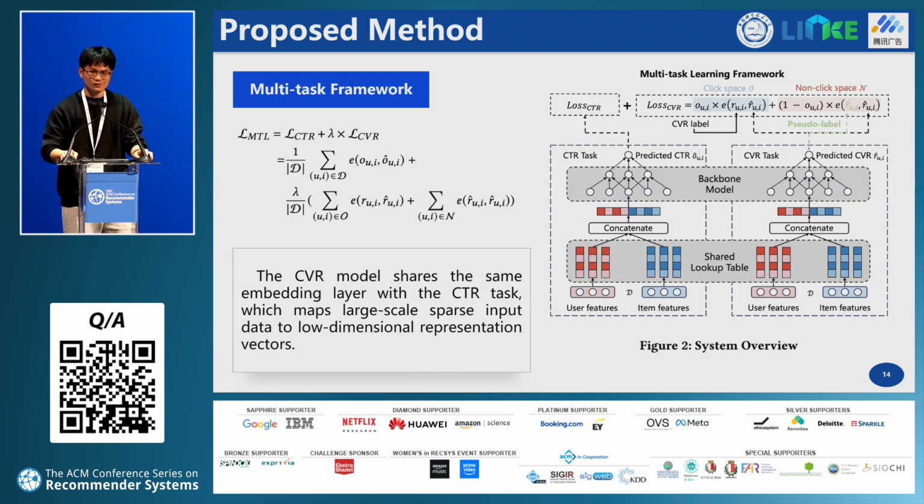And here is the system overview. It's quite simple. It's just a multitask framework, and we have two heads, one for the CTR task and one for the CVR task. The CTR task is here just to assist the training process of the CVR task, and we do not use its predictions online.